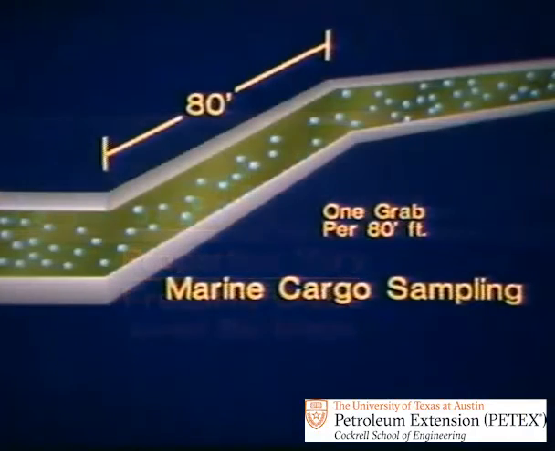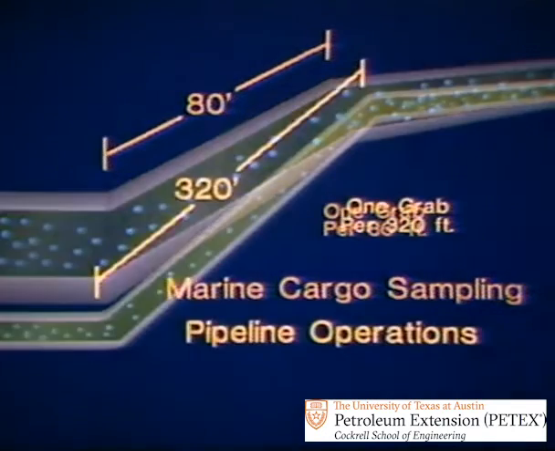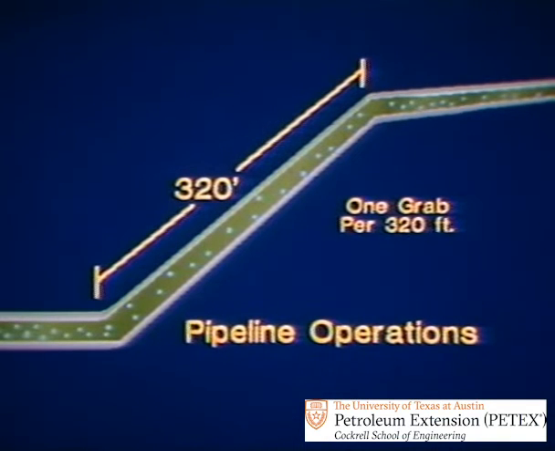For example, in marine cargo sampling, where a large part of the S&W is concentrated in the line at the beginning of each discharge, one grab may be taken per 80 lineal feet of pipeline volume. Now, this is not a hard and fast number. It's just one example. In pipeline operations, where S&W content tends to be more uniform, one grab per 320 feet of pipeline volume may be adequate. Again, this number may vary depending on sample requirements.